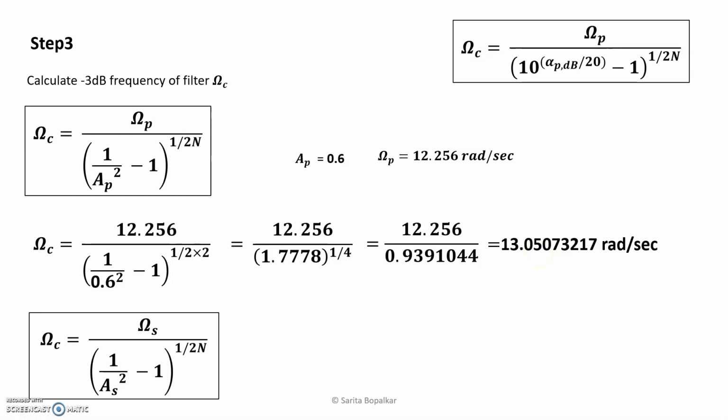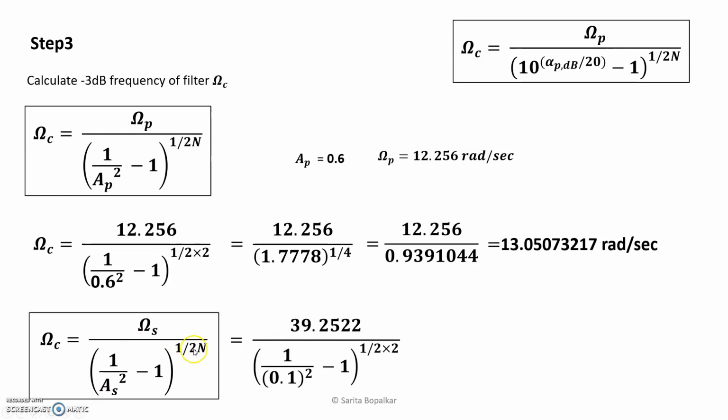Now in this example, I want to highlight one more point. This Ωc formula we have derived by considering the amplitude specification of the passband. If we consider the amplitude specification of the stopband, we will get this formula. That is, instead of Ωp, we will get Ωs, and instead of Ap, we will get As. In different reference books, you may find this formula or this formula. Both can be used. Just what is the difference I want to tell you.